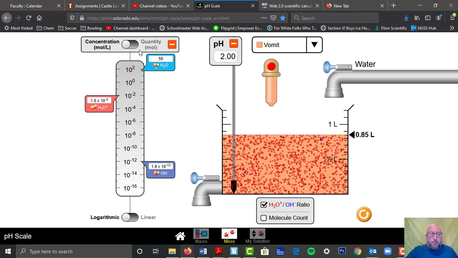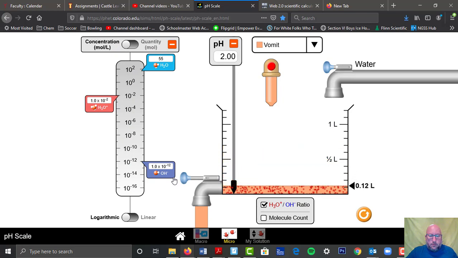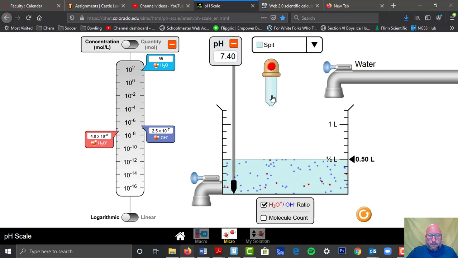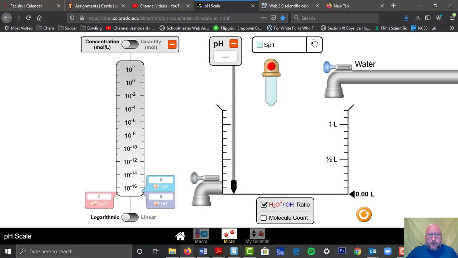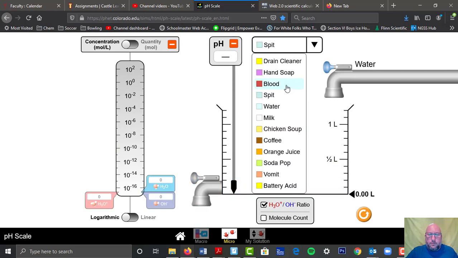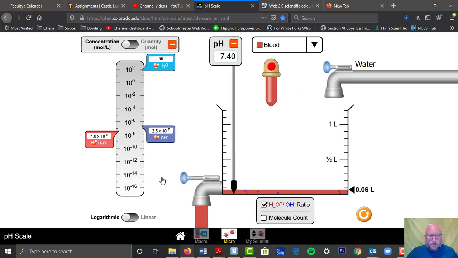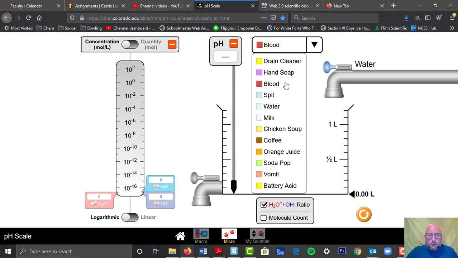And even bases are based on this concentration over here. Let's empty this out. And let's fill it with a base. Let's fill it with spit. Nah, don't like spit, just because it's not a nice round number. So there's not too many bases to choose from here, guys. So, blood is just slightly basic. Go back to hand soap.